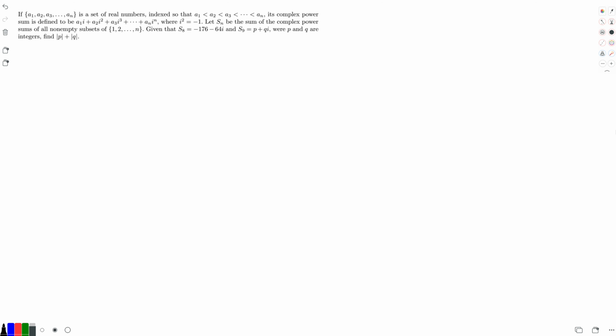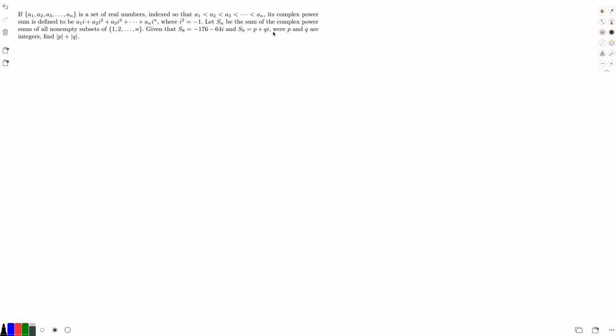Over here is the 1998 AIME Problem 13. Here's a view of this problem. If a set of real numbers is indexed such that a sub 1 is less than a sub 2 is less than a sub 3, all less than a sub n, its complex power sum is defined to be a sub 1 i plus a sub 2 i squared plus a sub 3 i cubed, all the way until a sub n i raised to the power of n.